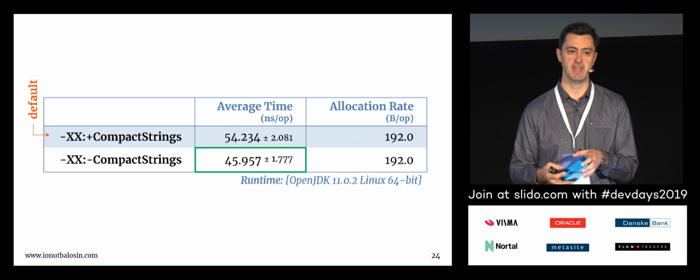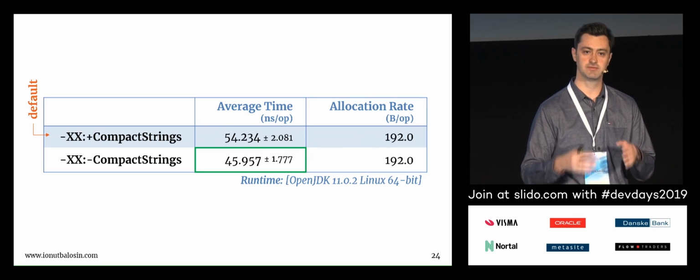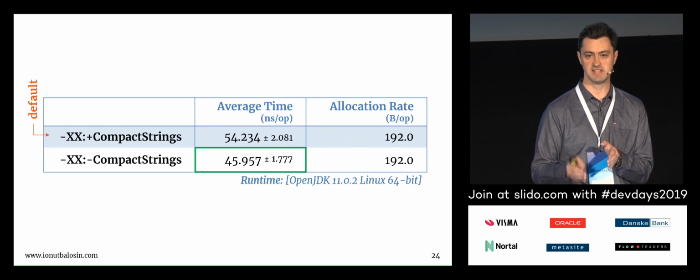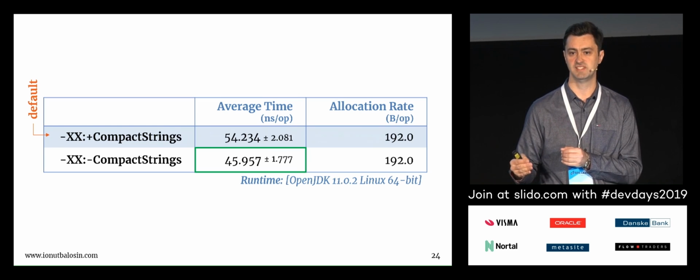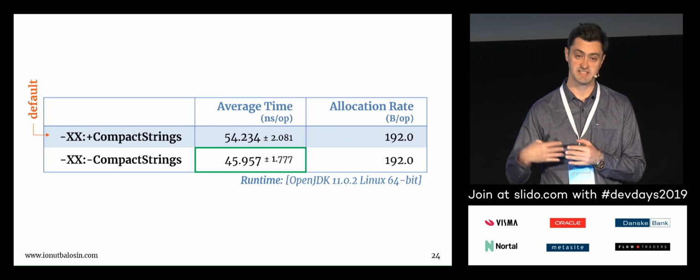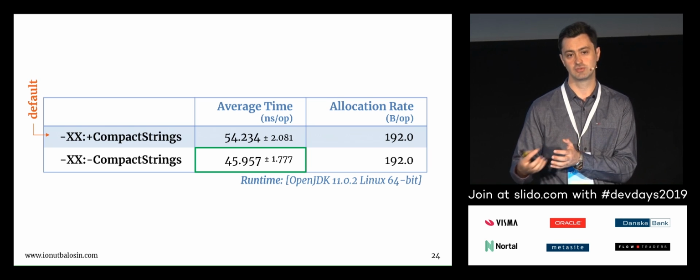And now you can make an analogy as to why, right? Because first it tries to compress the string and it fails, because all the strings were UTF-16. However, if I disable this, it doesn't try to do that anymore.